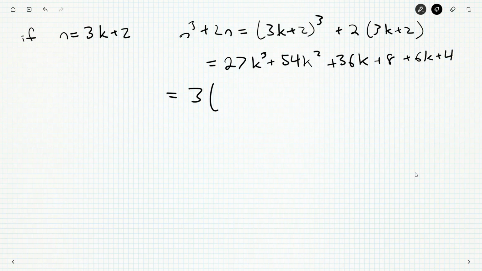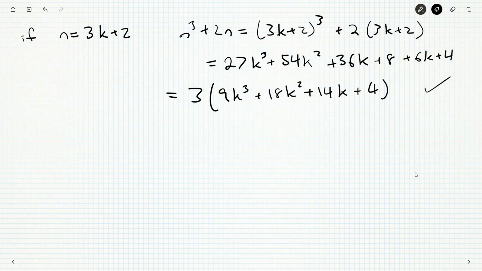Now I can take out factors of 3 everywhere, so 3 times (9k cubed plus 18k squared plus, it would be 12, but we add a 6 to it, so it's going to be 14k. And then 8 plus 4 is 12, take out a 3 is 4). So 3 divides n cubed plus 2n, since we covered every single case.